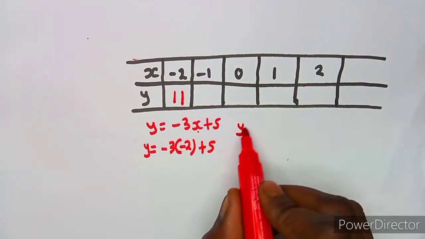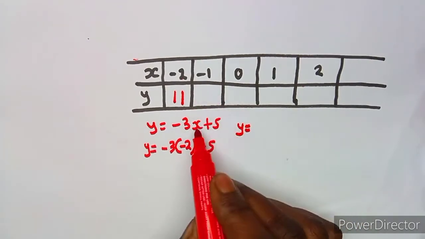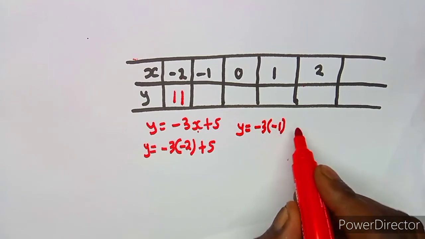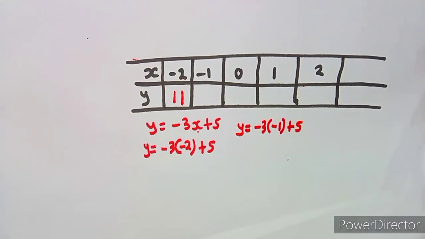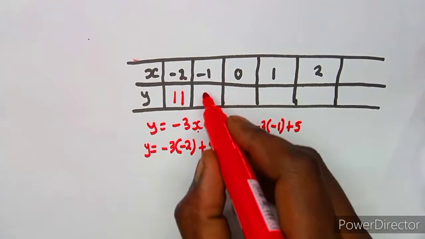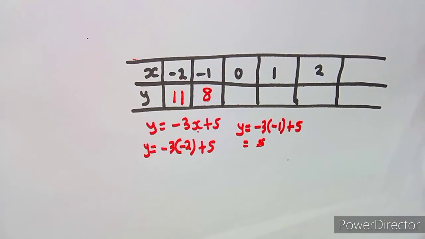You do the same for this one. In place of x, you substitute minus 1. So it's minus 3 into minus 1 plus 5 like this. Okay, so from your calculator, you're going to obtain 8 in this case. So this will be 8.